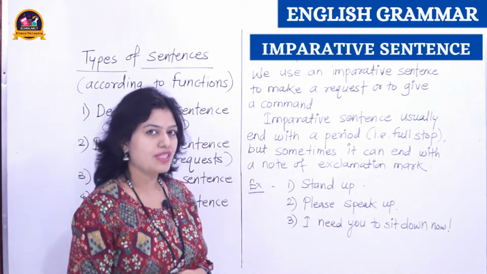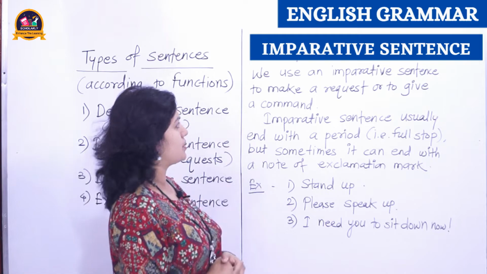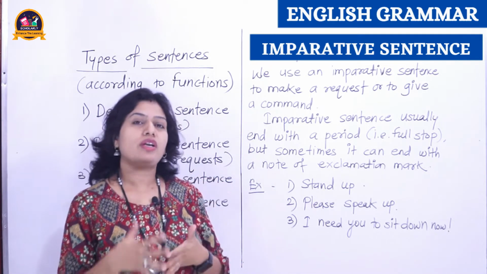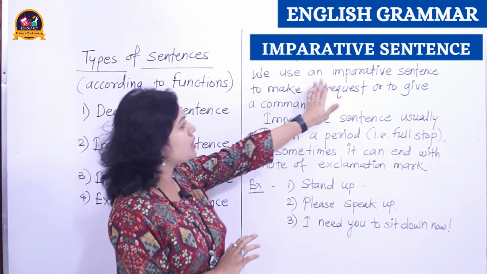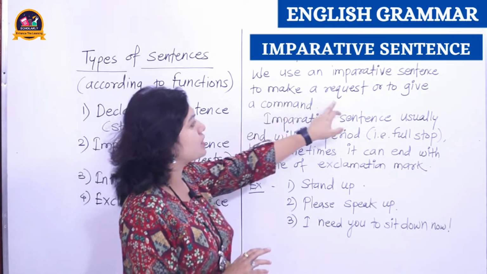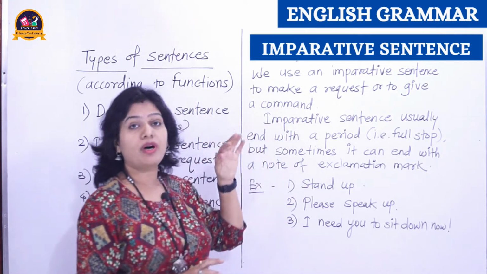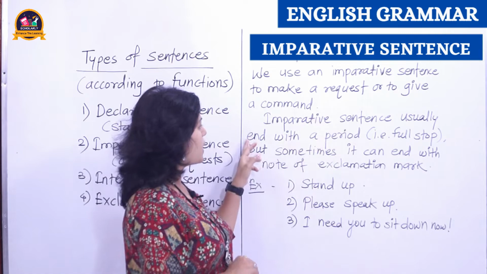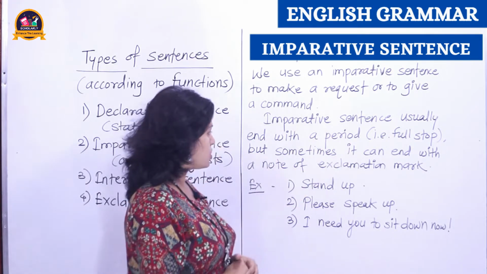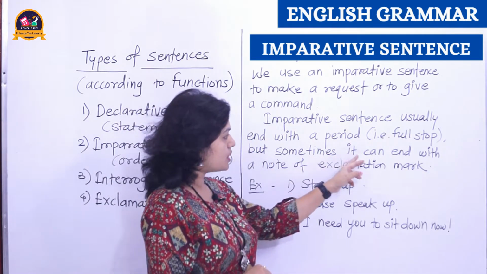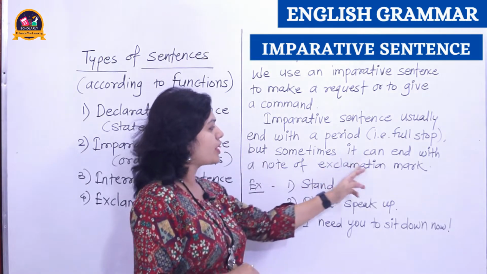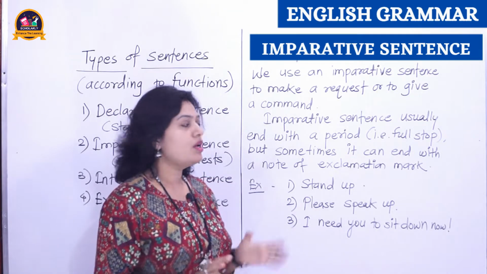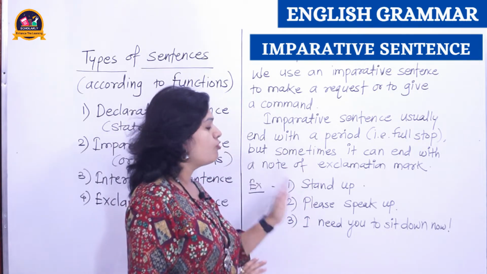The second type of sentence, that is imperative sentence. Imperative sentence, we also call it orders or request. We use an imperative sentence to make a request or to give a command, that is order. Imperative sentences usually end with a period, that is full stop, but sometimes they can end with an exclamation mark too, in some circumstances only, but mostly it ends with a full stop.